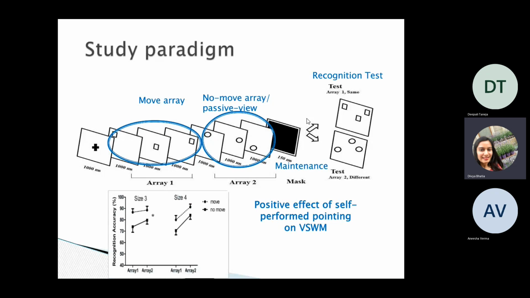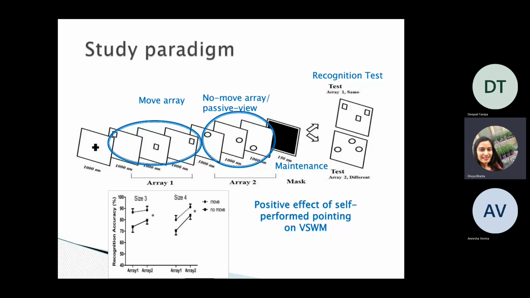Look at the results here. Now it might appear complicated, but it's not. What we are interested in is just the accuracy for the move and no-move arrays. The dotted lines are the accuracy for the move arrays, and the solid lines are the accuracy for the no-move arrays. So what do you see here? This is the recognition accuracy. For the move arrays, you have better recognition accuracy as compared to the no-move arrays.